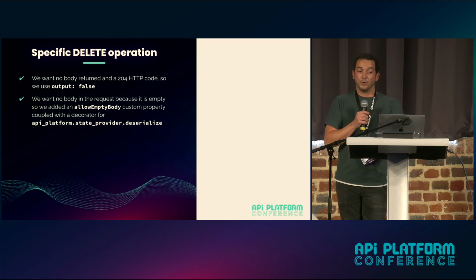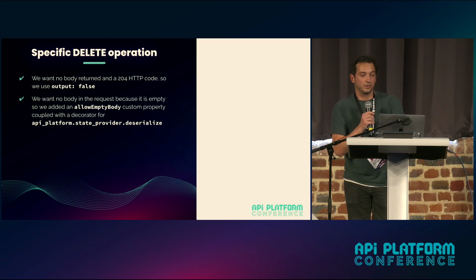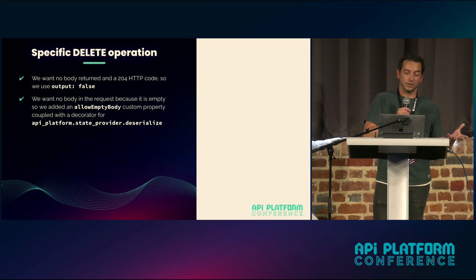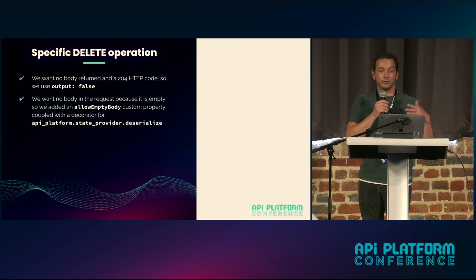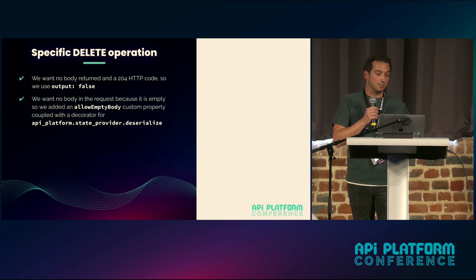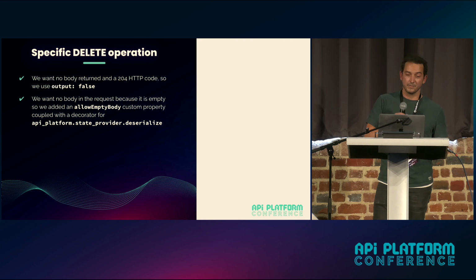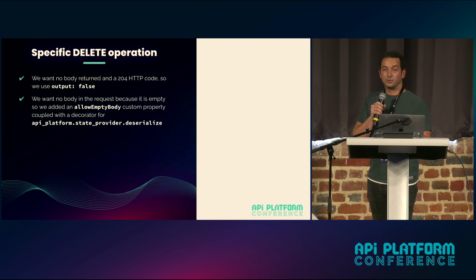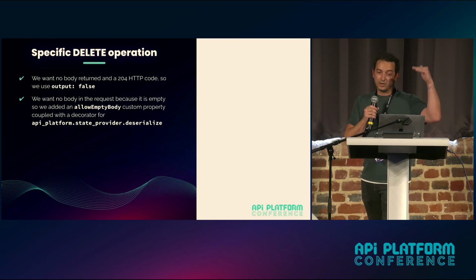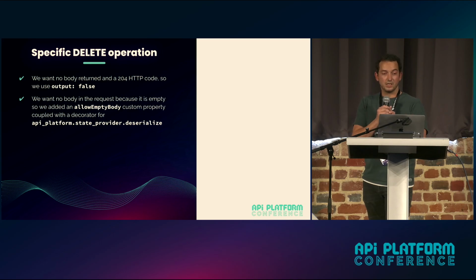We also needed no body in the request, and that was trickier because it's not really possible by default in API Platform, and it created some errors because the JSON encoder doesn't accept an empty body, so we had to always send a small JSON object, which didn't make sense for us. So we added yet another extra property, allow empty body, and it's automatically interpreted in a decorator early in the process, so that when we have this extra property with an empty body, it doesn't trigger any error.